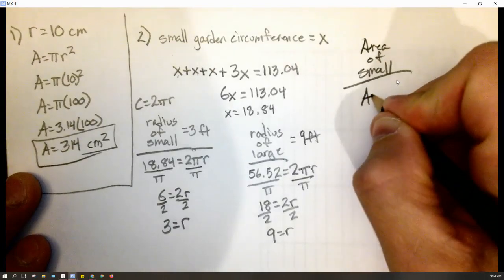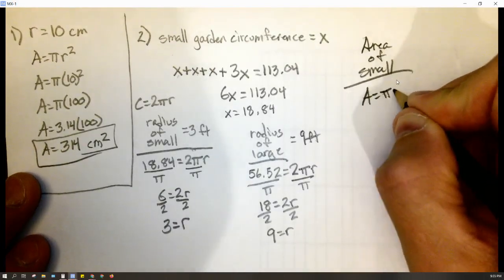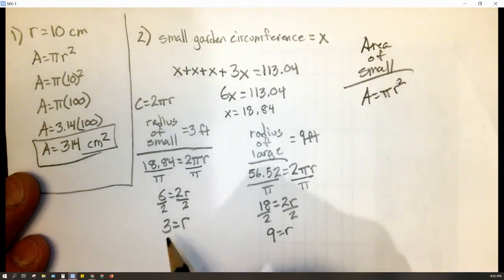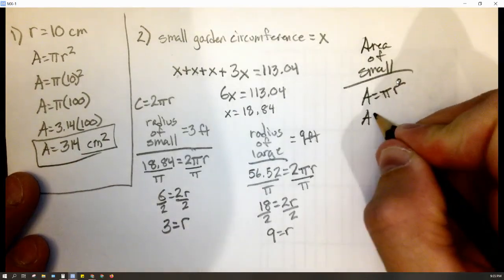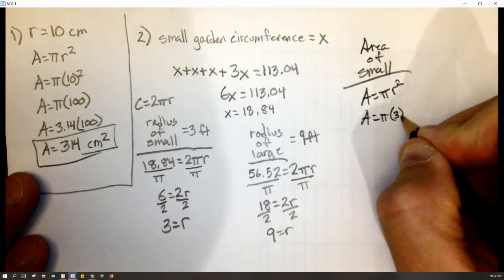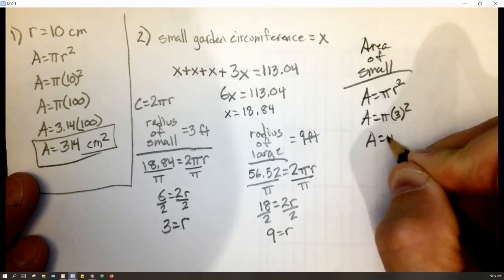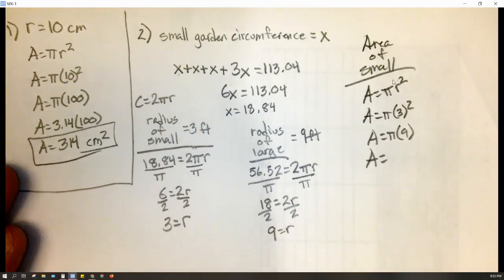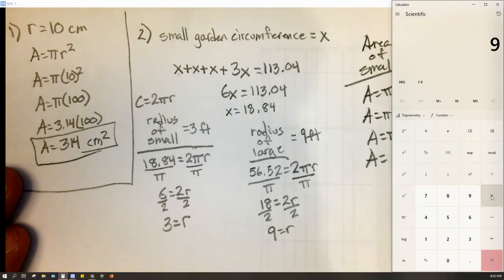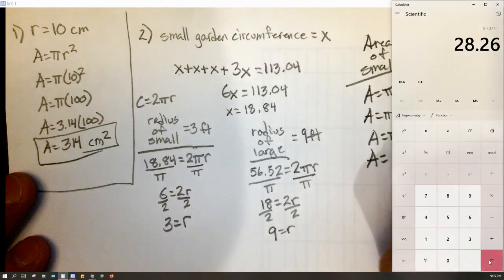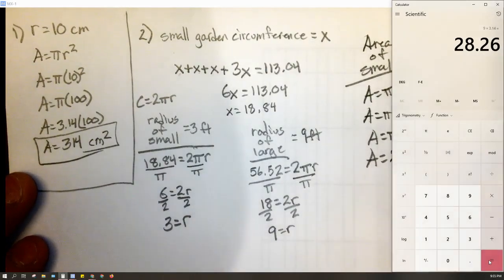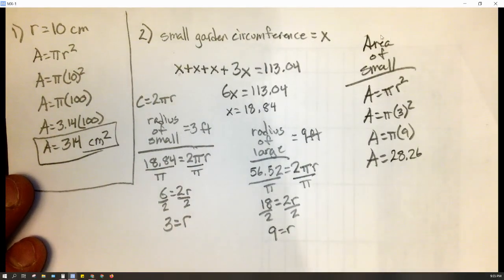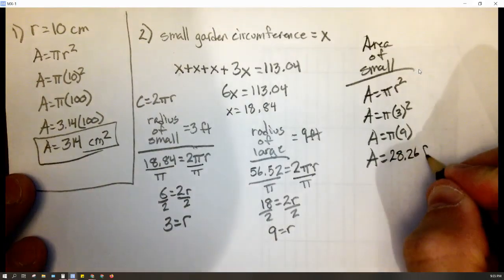Remember, the area is equal to pi times radius squared. The radius of the small garden is 3. So the area will equal pi times 3 squared, so pi times 9. So the area is whatever 3.14 times 9 is. So we go to our calculator and say, what is 9 times 3.14? And we get 28.26. Our original radius was in feet, so 28.26 is square feet.